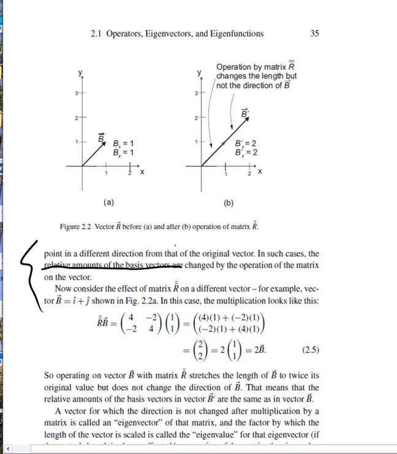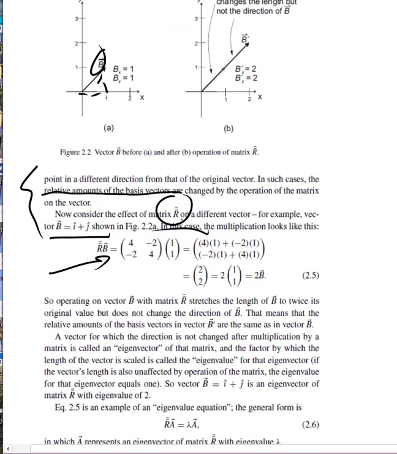That's why we're emphasizing this now. Okay, so let's consider the effect of R on a different vector. Here's a vector i plus j hat. In other words, one step in i, one step in j. There's vector B. What if I apply our matrix R to that?